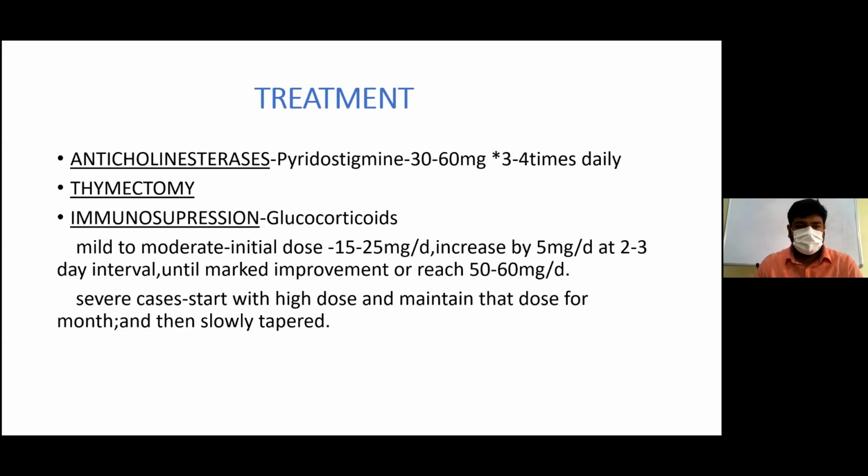Immunosuppression is done with the help of glucocorticoids. In mild to moderate conditions, an initial dose of 15 to 25 milligrams per day is given and increase the dose by 5 milligrams per day at 2 to 3 day intervals until marked improvement is seen, or reach 50 to 60 milligrams per day. In severe cases, start with a high dose and maintain that dose for a month and then slowly taper the dose.